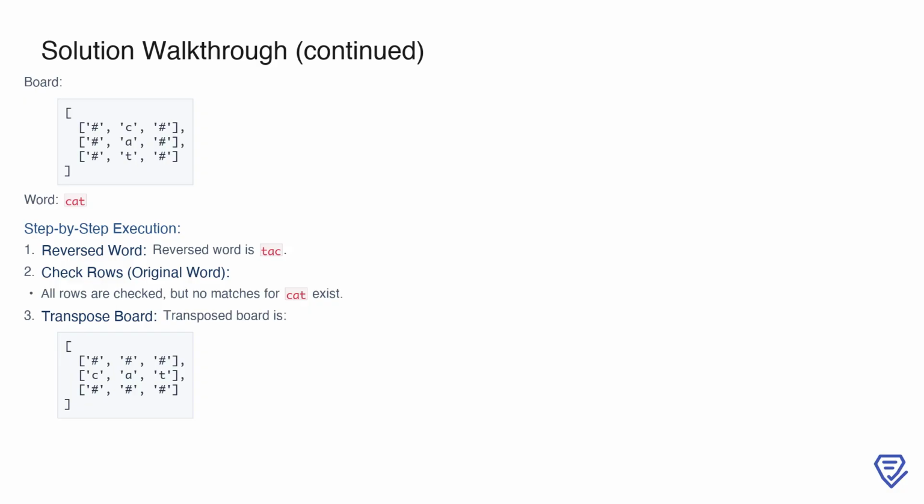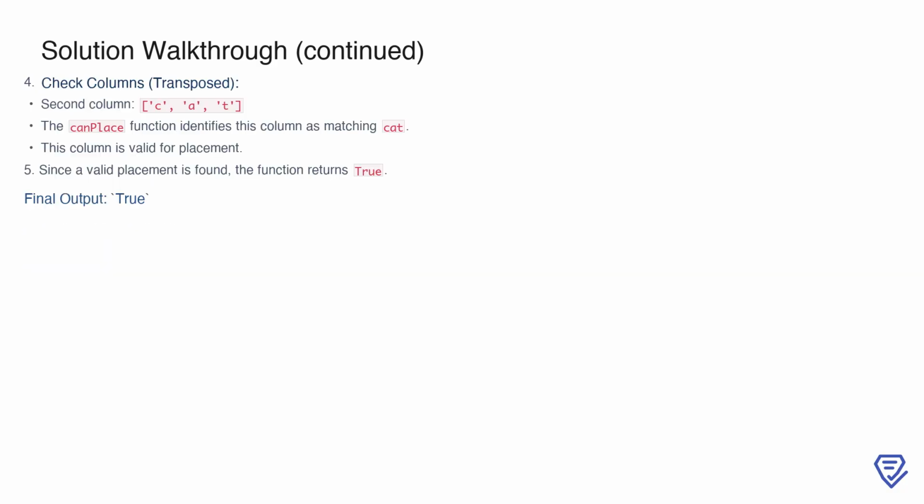The transposed board shows that the second column contains the sequence T, which matches the word cat. This column is a valid placement for the word. The canPlace function identifies this match and confirms that the word can be placed vertically in the board. Since a match is found in the transposed columns, there is no need to continue further checks. This placement is sufficient to determine the result. With a valid placement identified in the transposed board, the function concludes and returns true for this example.